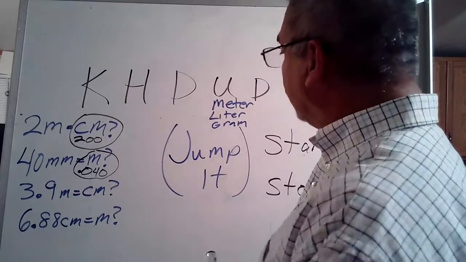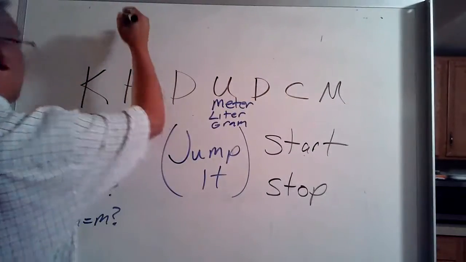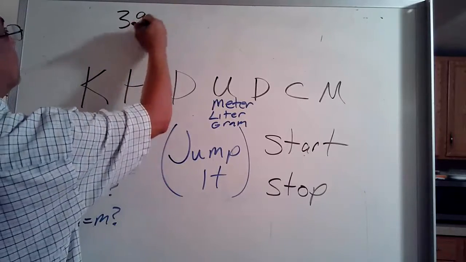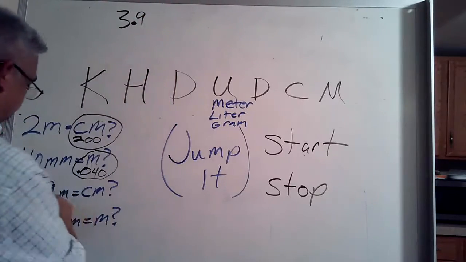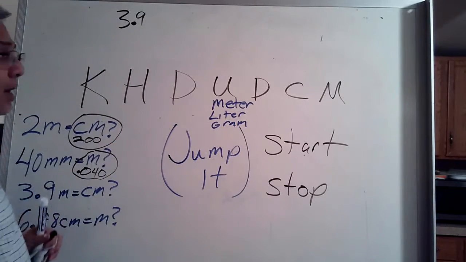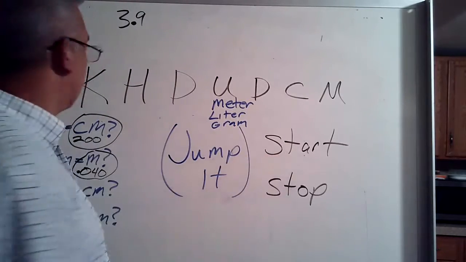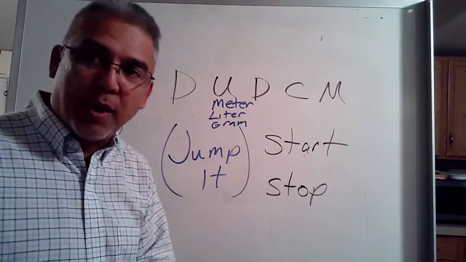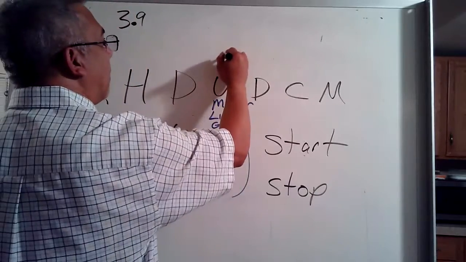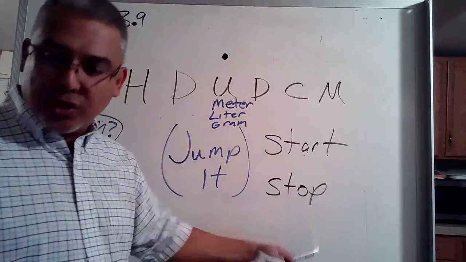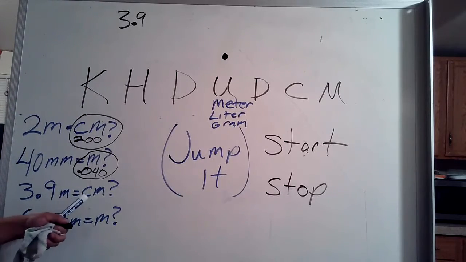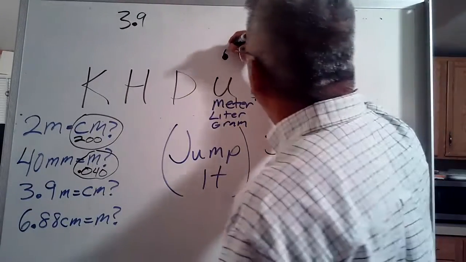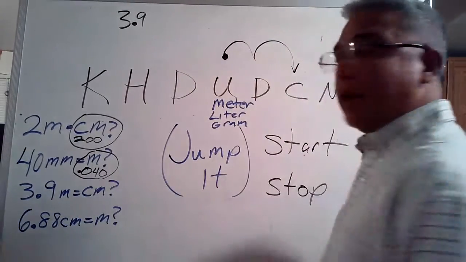Okay. So I'm going to write it up here. 3.9 M. Well, I'll leave it here. So 3.9. There it is. Now, where did I start? If we said M, then that means we're starting right here in the middle, where the unit, where the base is at. So I'll put my dot right here. And where am I going to stop? It says we're going to stop at CM. So once again, CM's over here on the small side. 1, 2. And I'm done.